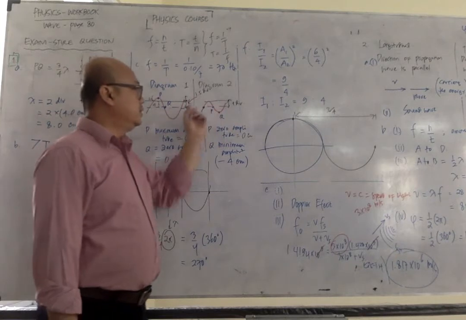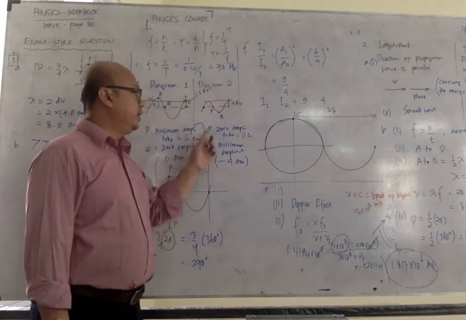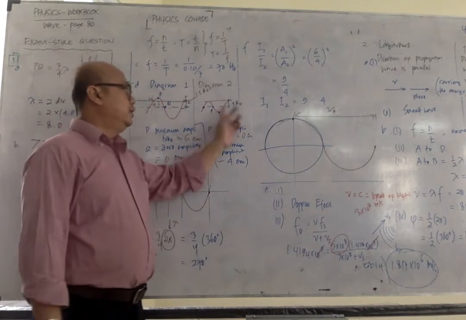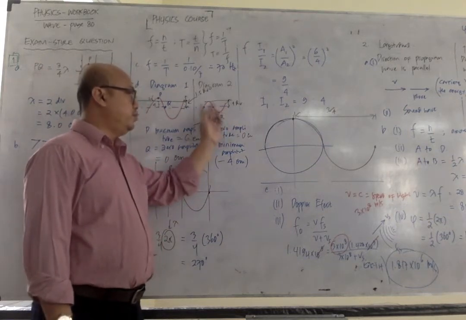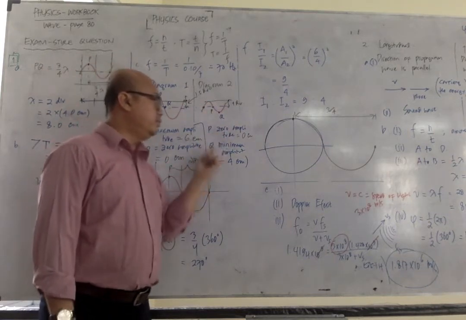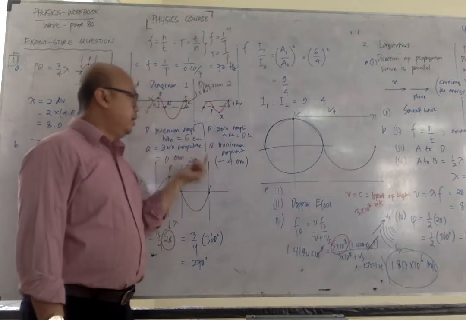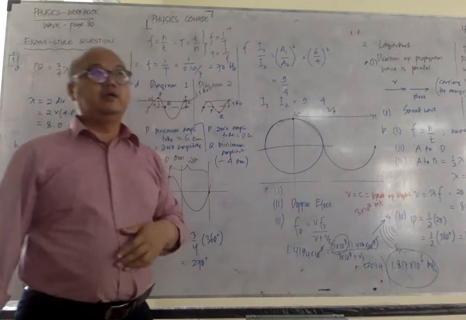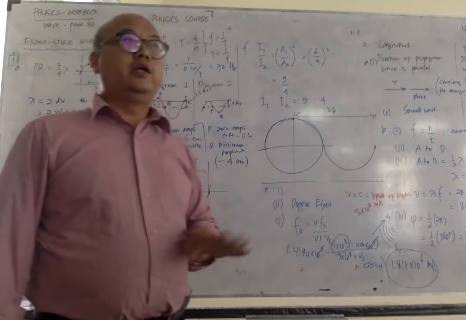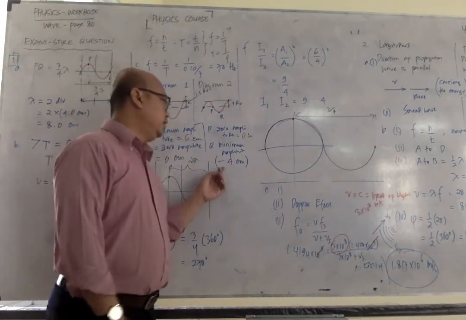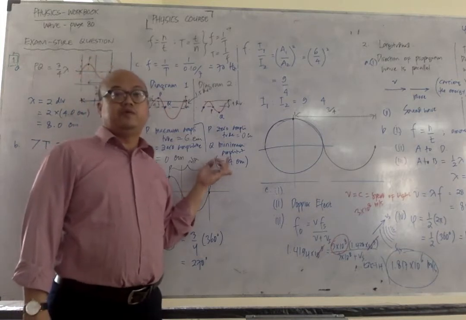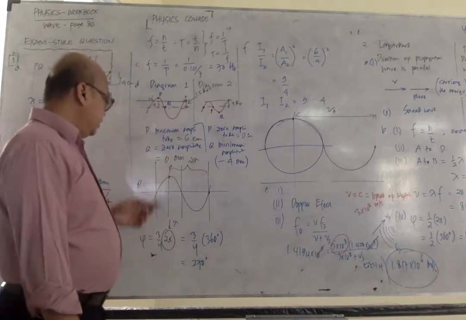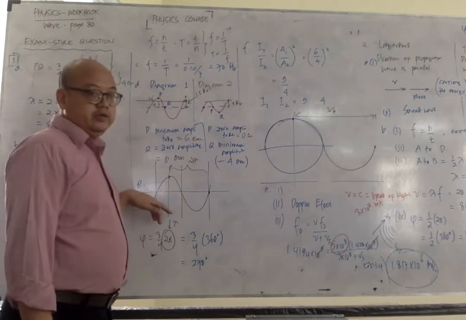Now about diagram 2. In diagram 2, P is at the stationary point, so P has 0 amplitude, or 0 centimeters. But Q is at the minimum amplitude, on the trough, so it is a negative amplitude, negative 4 centimeters.